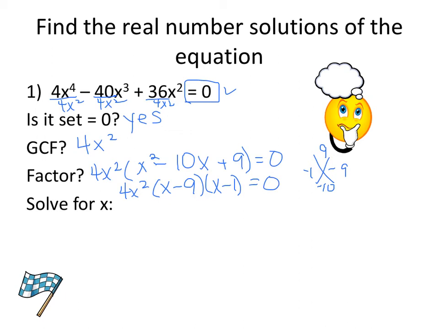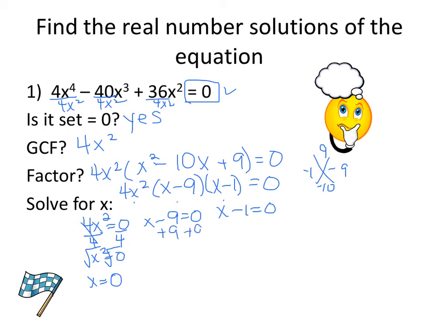All right, so now we're going to solve for x. So in order to solve for x, we're going to set 1, 2, 3, all of these set equal to 0. So I'm going to take the first one, set it equal to 0. I'm going to take the second one, set it equal to 0. Take the third one, set it equal to 0. So that's called the zero product property. And then just solve them all for x. Divide by 4, x squared equals 0. Take the square root. Technically it'd be plus or minus 0, but 0 doesn't have a sign, so it's just 0. And then add 9. And then add 1.